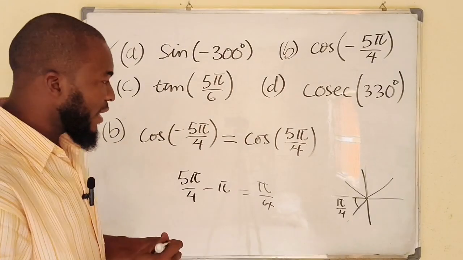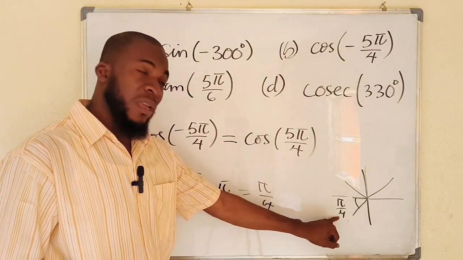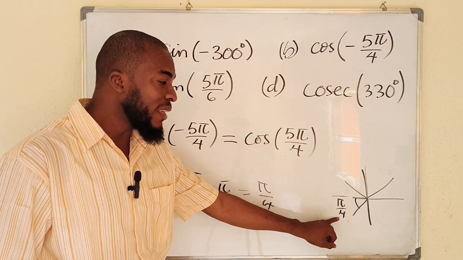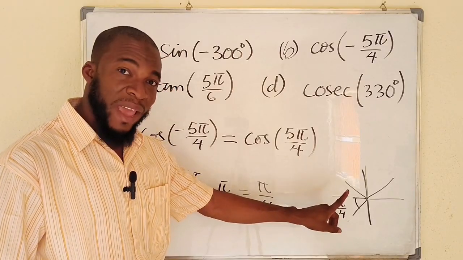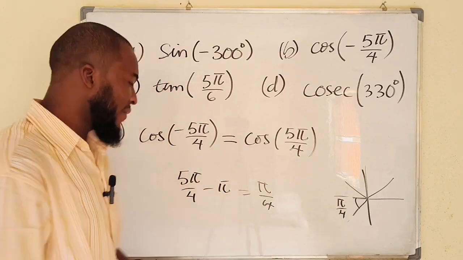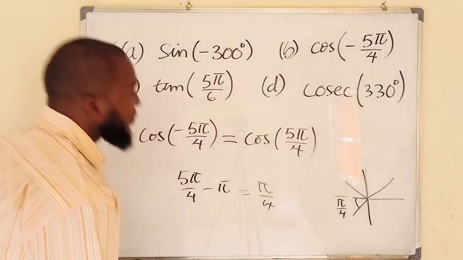So remember another thing. In the third quadrant, cosine is negative because it depends on x-axis, and this x-axis is negative. So how do we write this one?